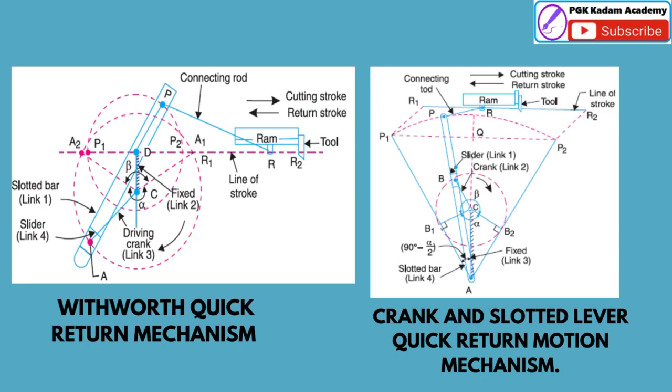The difference between the crank and lever mechanism and Whitworth mechanism is that in Whitworth mechanism the return stroke is faster than forward stroke, while in the crank and lever mechanism the forward stroke is of the same speed as that of the return stroke.